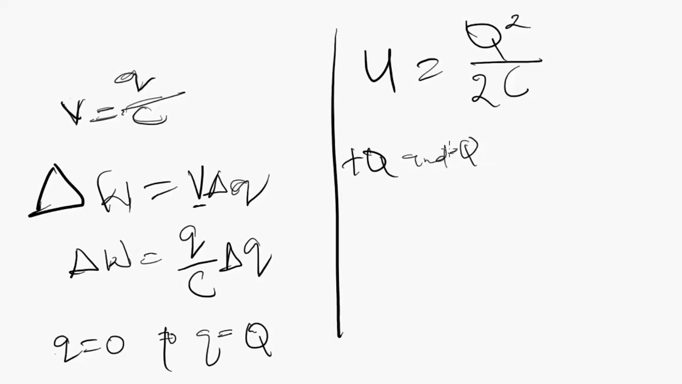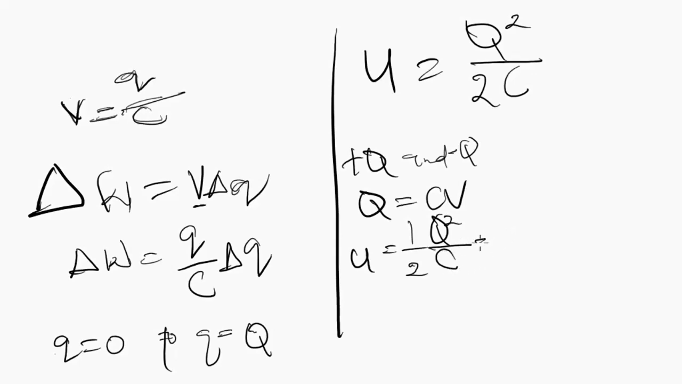Alright, so when the capacitor carries a positive charge, that's plus Q, and then a negative charge, that's minus Q, on the two conductors. Now, using the definition, Q equals CV, we can have an expression, perhaps U is equal to half Q squared over C, and this is equal to half CV squared.